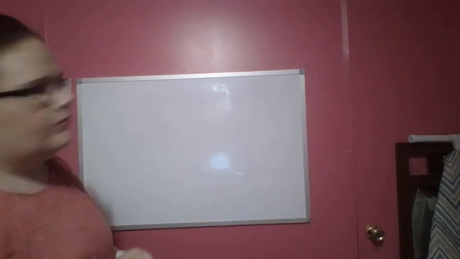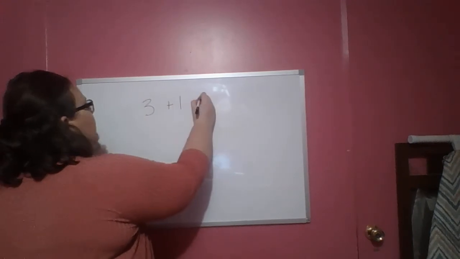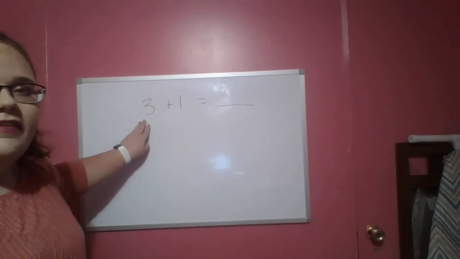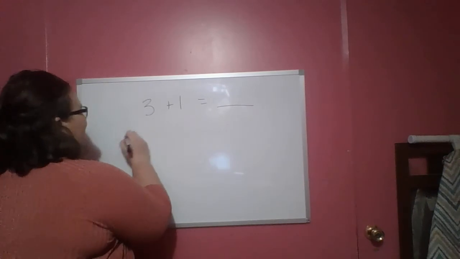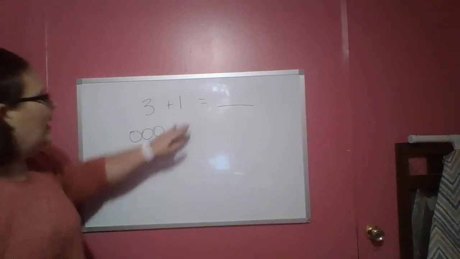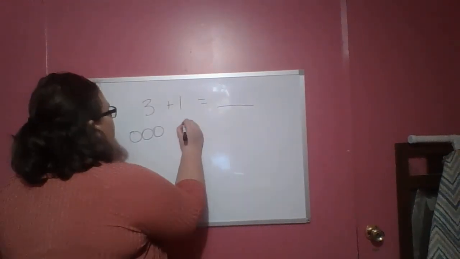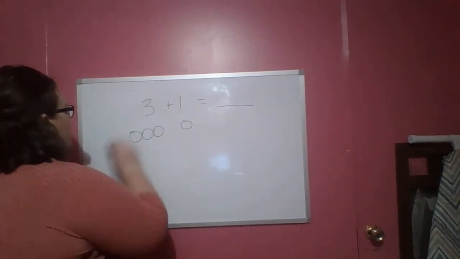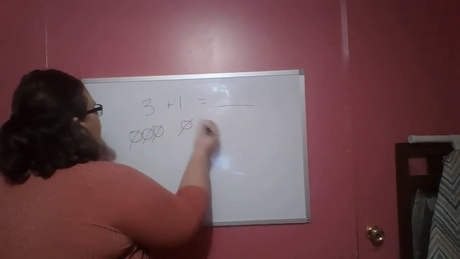All right, so now we have 3 plus 1 equals blank. So the first number we have is the number 3. So count with me while I draw 3 circles. 1, 2, 3. The second number we have is the number 1. So I'm only going to draw 1 circle. So now I'm going to count both sets of circles. So count with me. 1, 2, 3, 4.